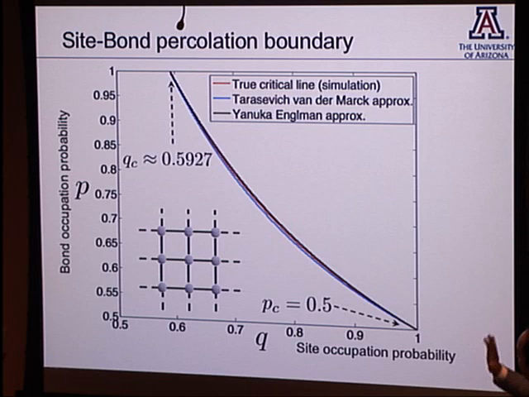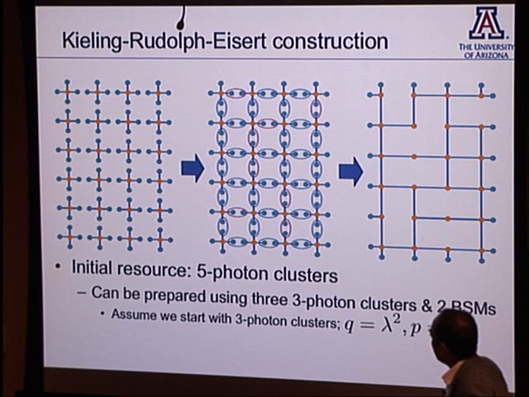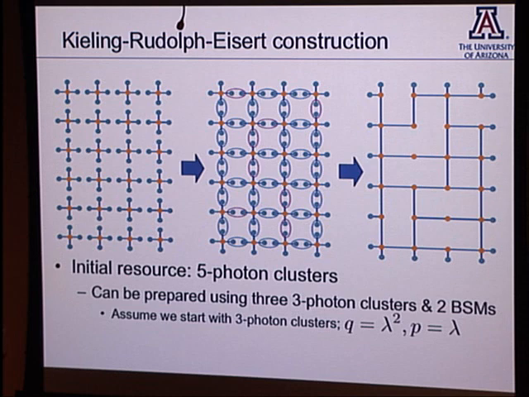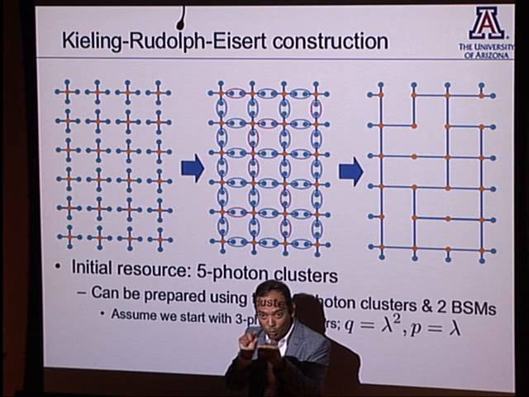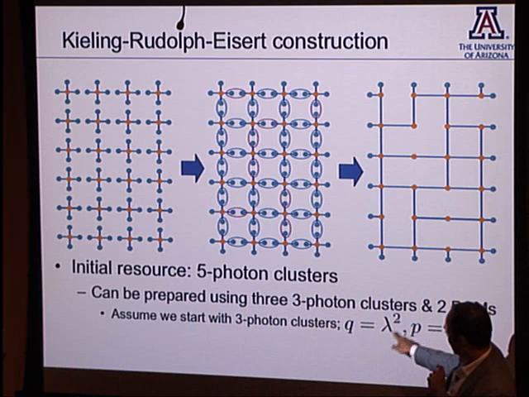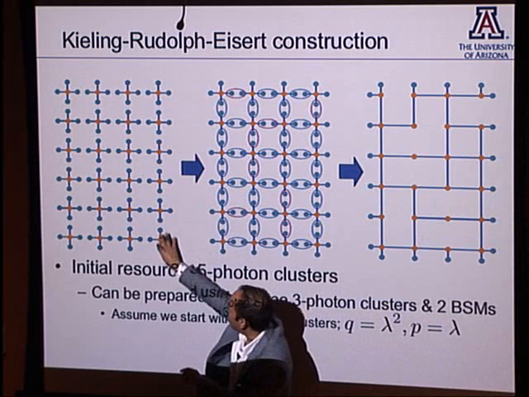Okay, so we can already put it together to see the basic idea. This was proposed by Konrad Kieling and Terry Rudolph several years back. Let's say that you have these five photon clusters. Remember, we created this cluster by taking three GHZ states of three photons and doing two fusions. If both fusions succeed, I get one of these things. So I needed two fusions to succeed, so lambda squared, in order to get one of these things that will eventually become a site of this square grid graph.